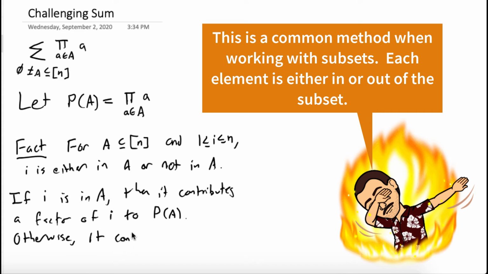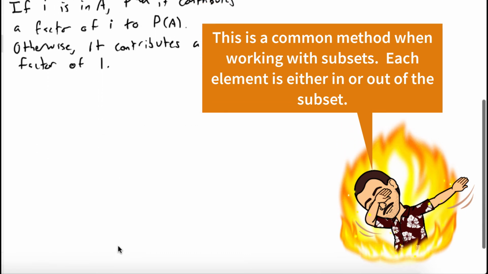Okay, so that's going to be the big trick here. We've got to think of each element either contributing itself or 1 to this product. And when we do that, this question becomes a lot easier.